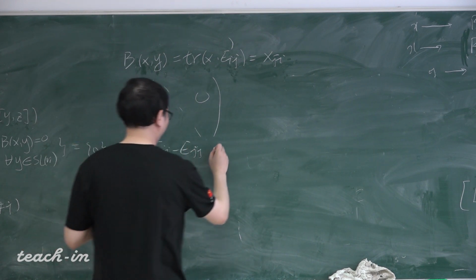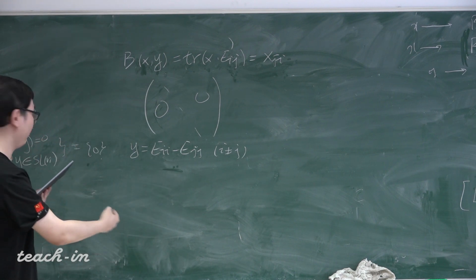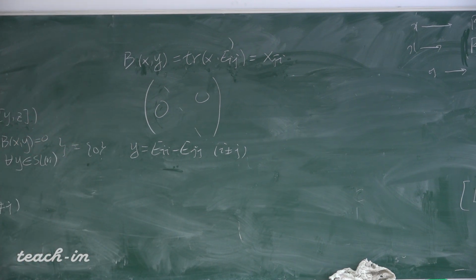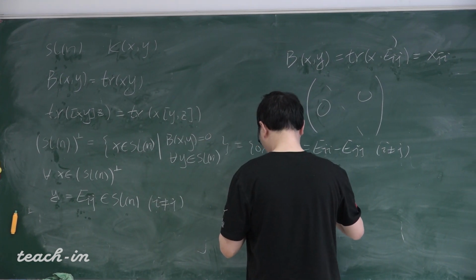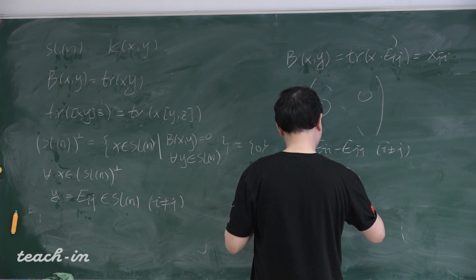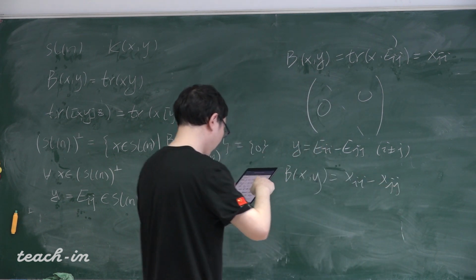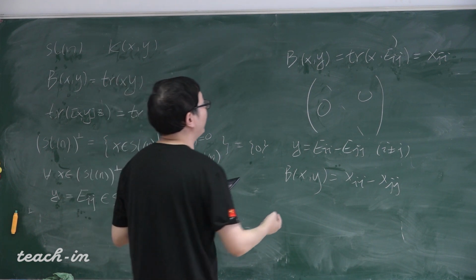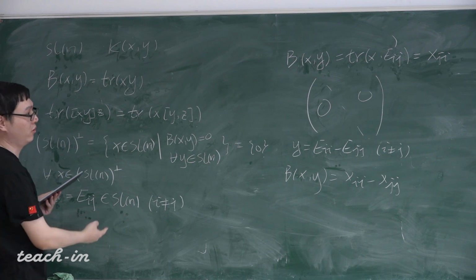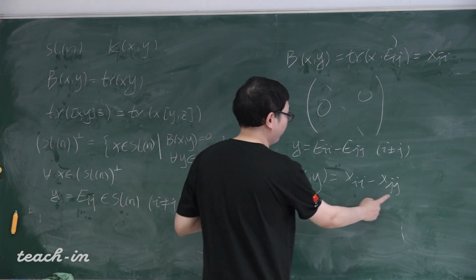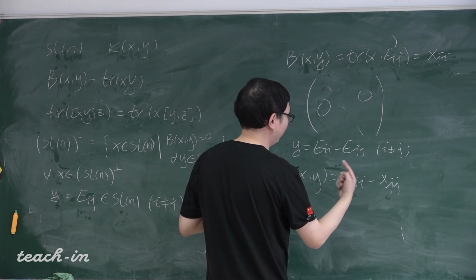We just choose this, and this is the remaining base of SLN. And we also compute this. And it will be this. And since we know x is also in SLN, it's traceless. So, i and j can go from 1 to n minus 1.